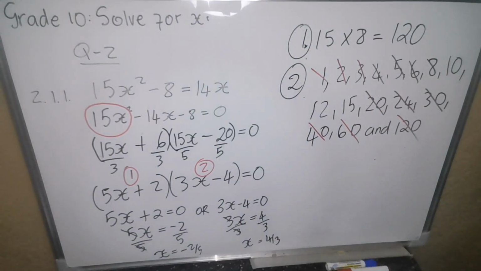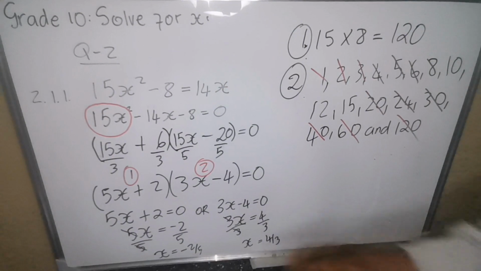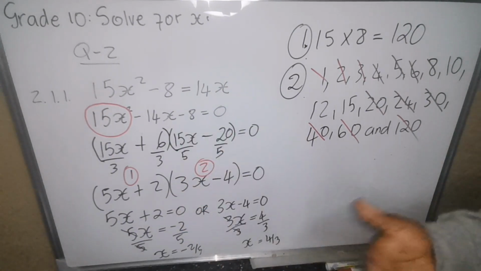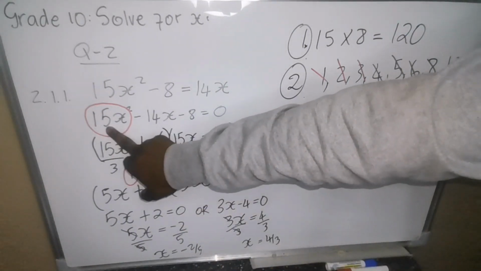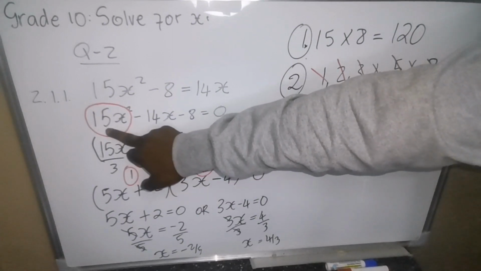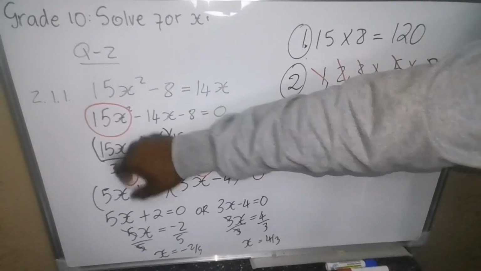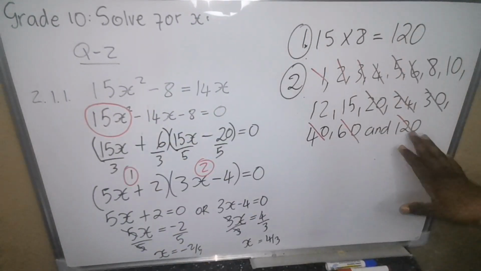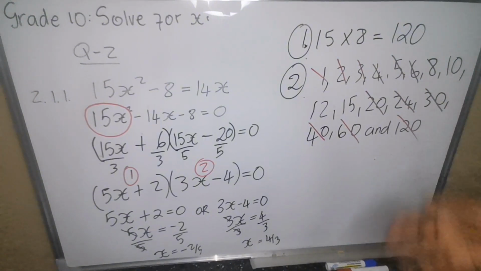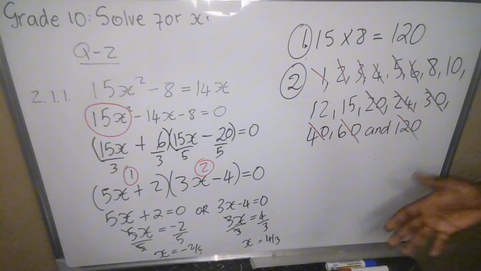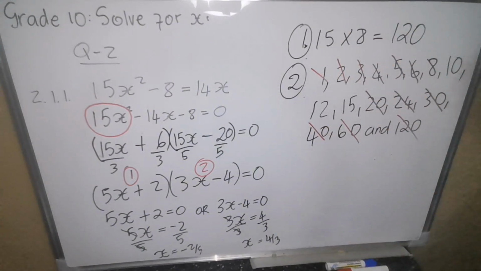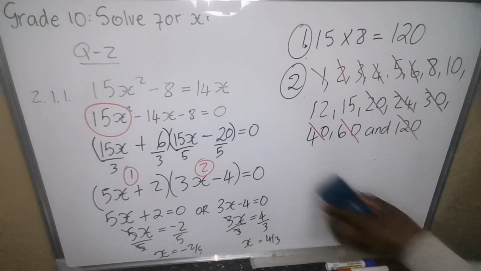That's how you solve for x using factorization. There are many ways to solve for x, but this is one of the simplest ways. If you've got a number that is bigger than 1 in front of x squared, you can use this method. This one is very simple. You can use this method as long as it's a quadratic trinomial. Thank you very much. Let's go to 2.1.2.